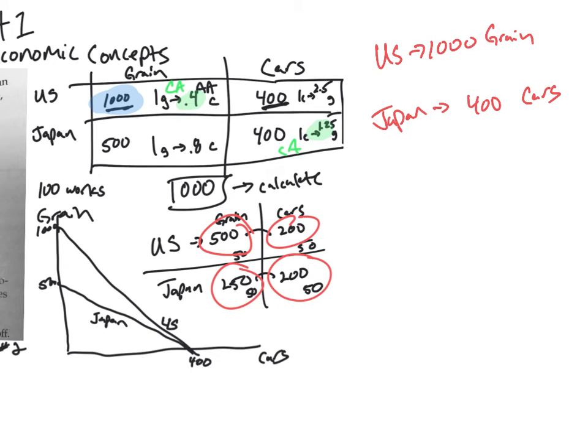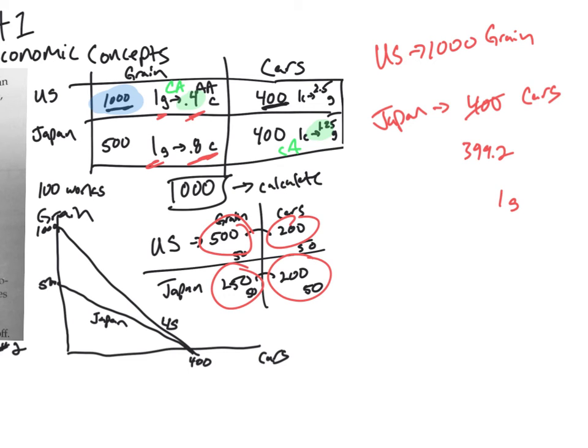Well, what they could trade for is something that is better than what they have to give up themselves. Let me say it like that. They have to trade for something better than what they have to give up themselves. So when the United States produces grain, they have to give up 0.4 cars, right? And when Japan produces grain, they have to give up 0.8 cars, right? So if Japan were to say, okay, we're gonna change this to 399.2, they could have one grain themselves, right? If they did it themselves.